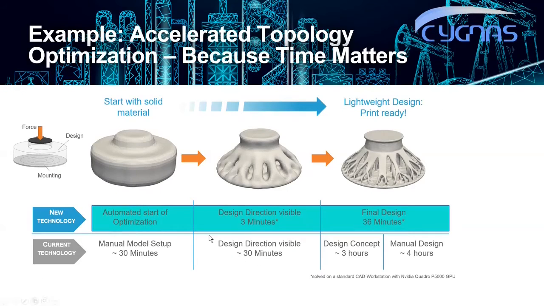And here's another example of the speed that you can achieve. You start off with a solid model, you know the force, and you can get this very intricate design by automation, by the software, in around 36 minutes. If you tried to do that manually, you can imagine it would take 4 hours for someone who's really an expert, but actually quite a bit longer than that, I would suspect.